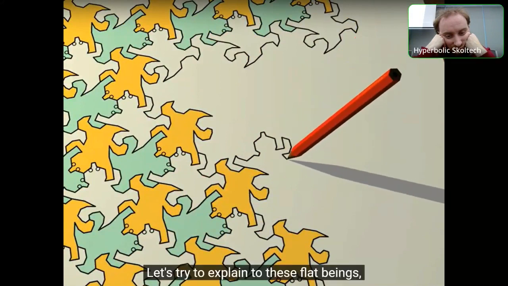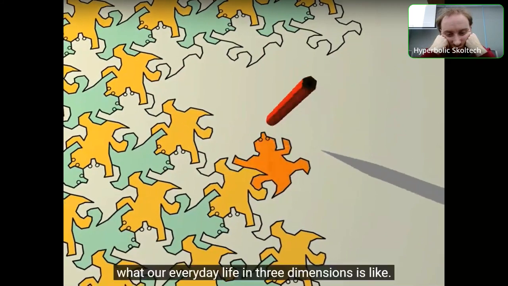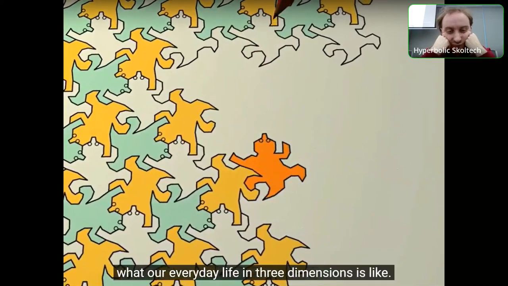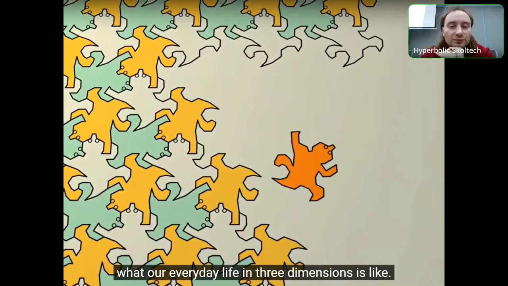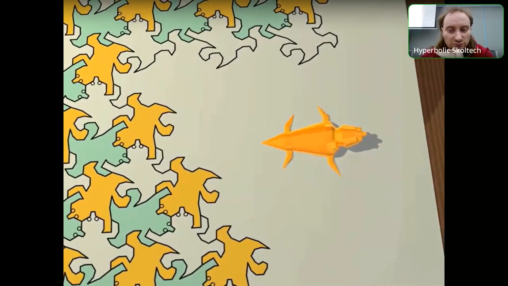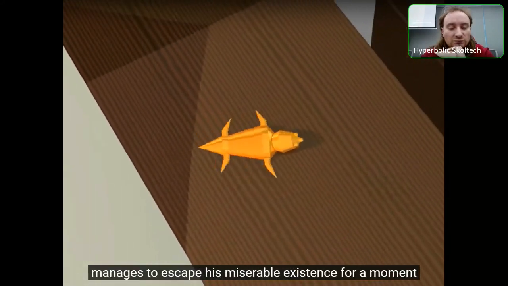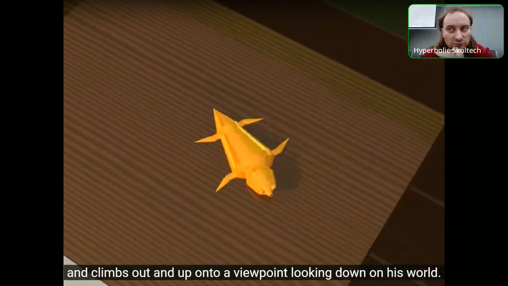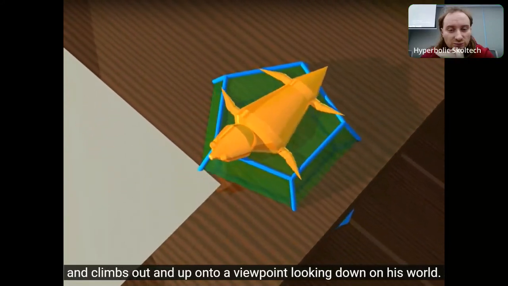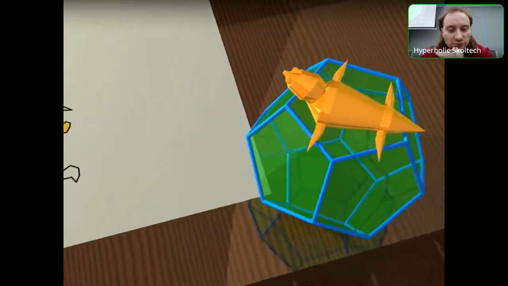Let's try to explain to these Flatlanders, these creatures that are stuck forever in a plane, what our everyday life in three dimensions is like. Let's imagine one of these lizards manages to escape its miserable existence for a moment and climbs out onto a viewpoint looking down on its world. How do we explain to his fellow reptiles the existence of objects in three dimensions?